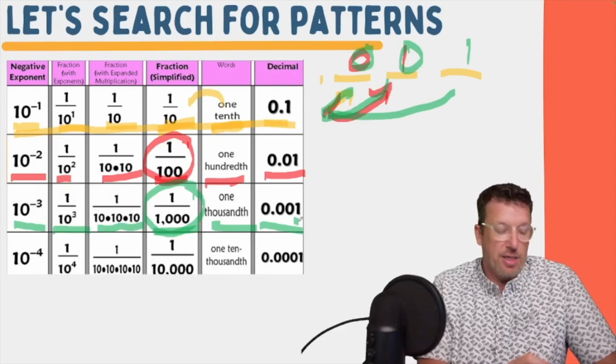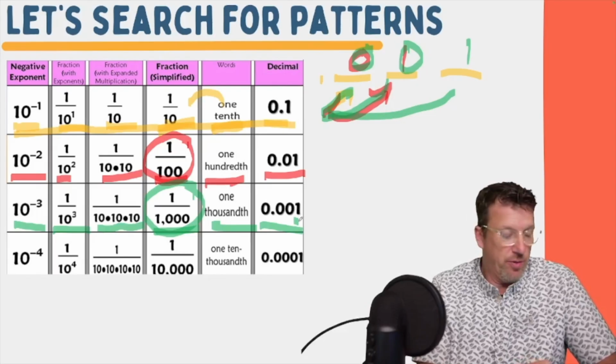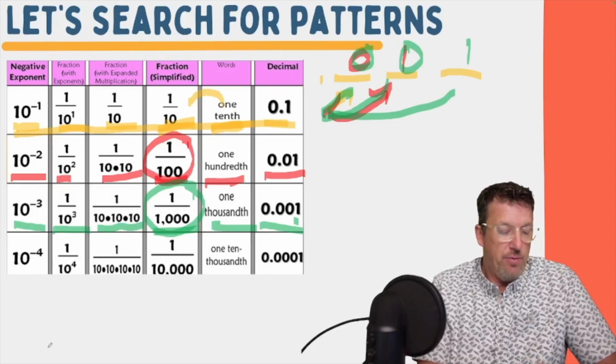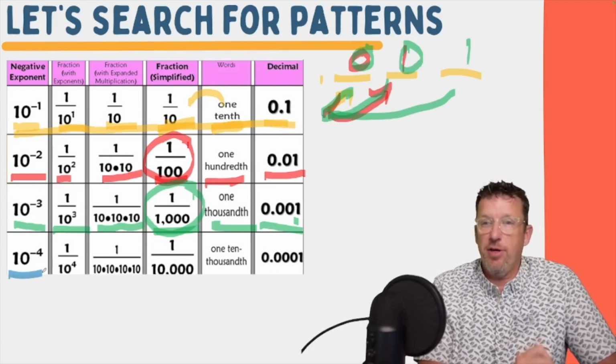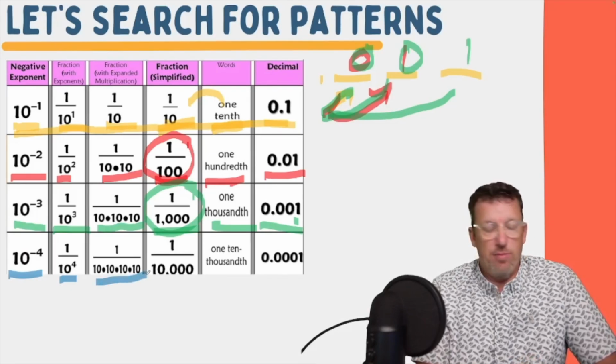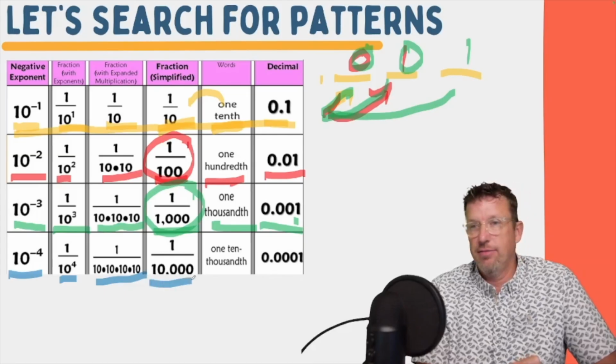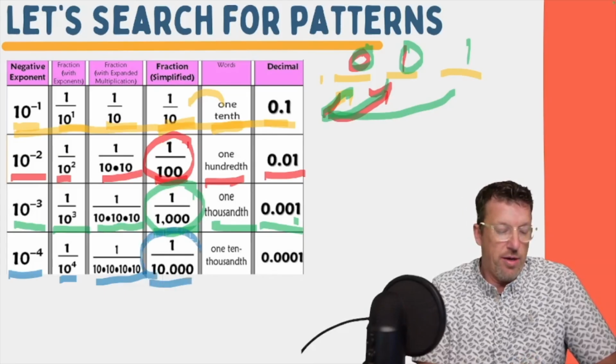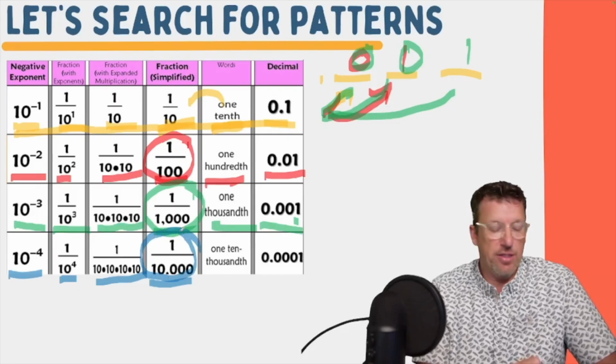Okay? And then finally, we go down here. This pattern just keeps going and going, but let's look at the final row, and we see that we had 10 to the negative 4. Flip it over. 1 over 10 to the 4th. That's the reciprocal. What does 10 to the 4th look like? 10 times 10 times 10 times 10. Multiply those together, and you get 10,000. What's our fraction say? 1 over 10,000, or 1/10,000th.